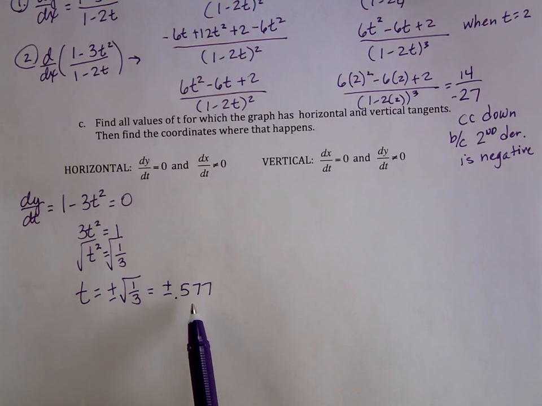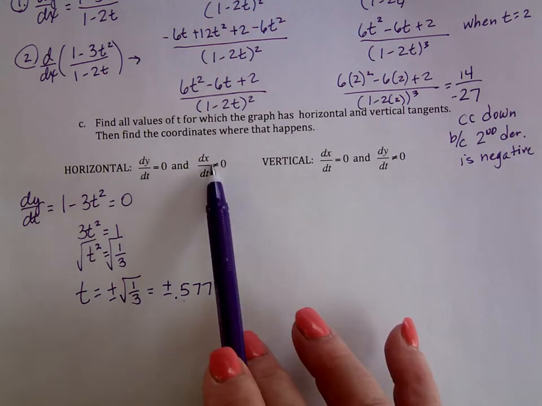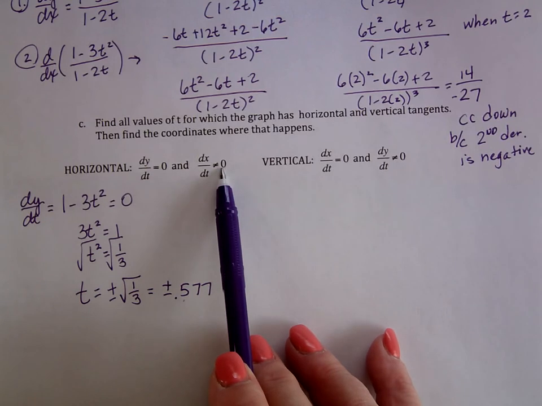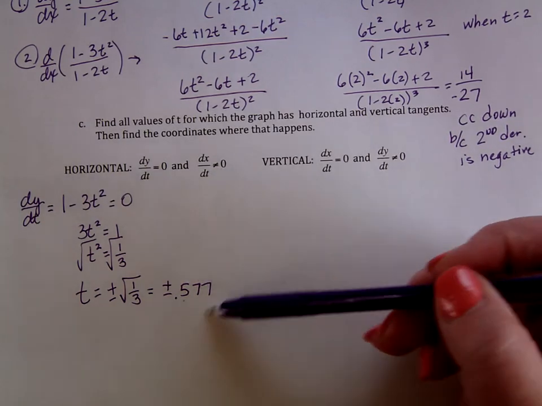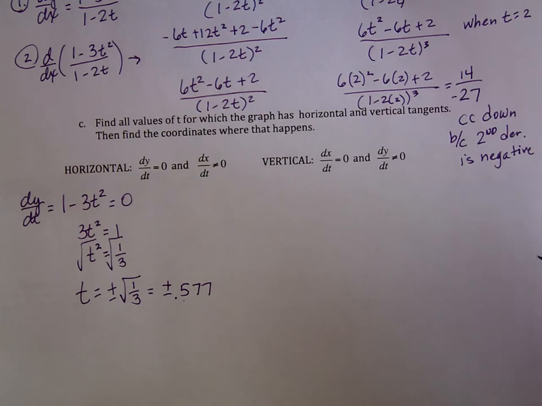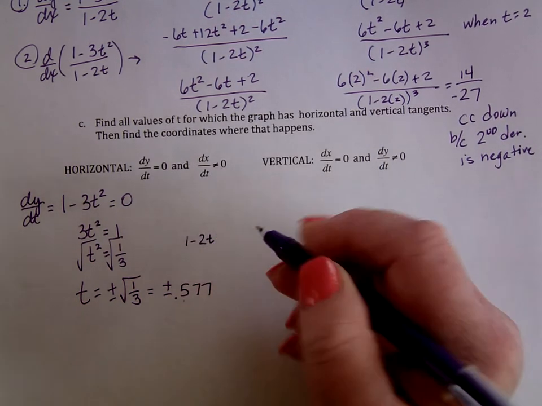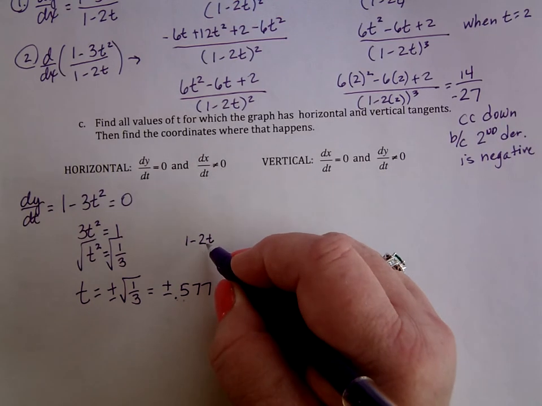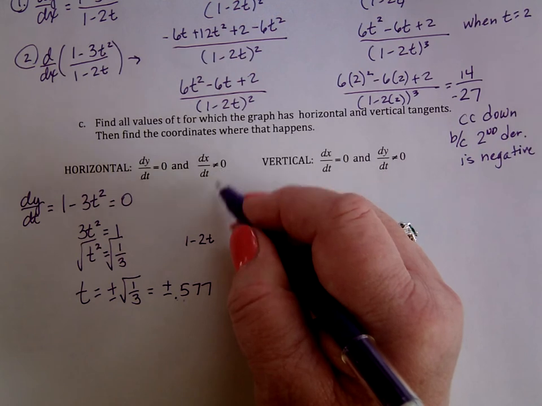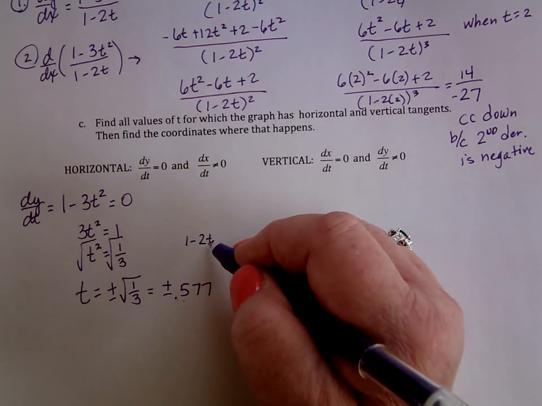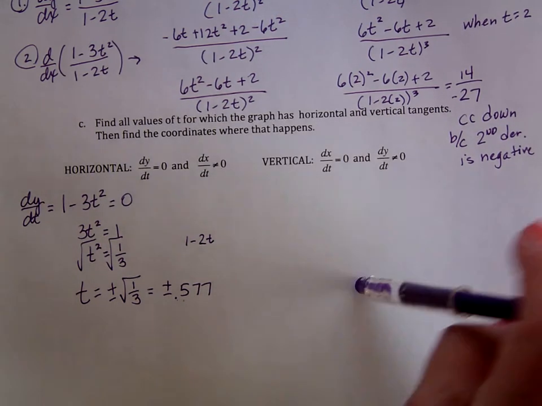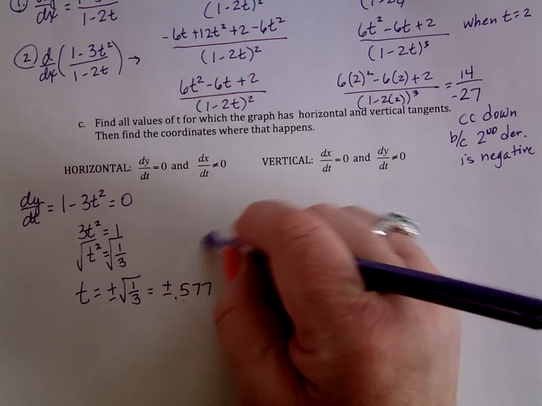By the way, if I look at plus or minus 0.577, and I want to make sure that dx over dt is not equal to 0, all I need to do is take these t values and put them into the dx over dt function. I'll write it just here, real quick, so you can see it all on the same screen. This is what it was. If I put this value in here, it's not going to equal 0. So I know that this second condition is taken care of, since dx over dt is not going to equal 0 at these t values. Just a real quick check for that.